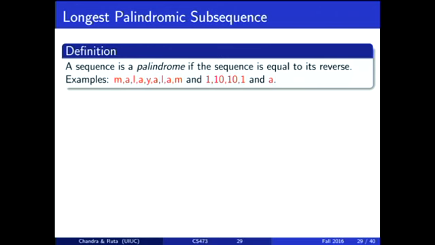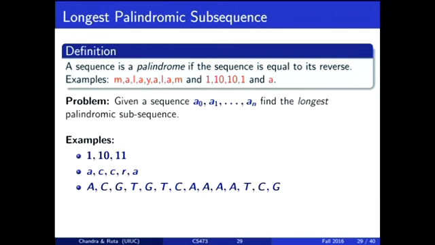So they're all palindromes. So here is the problem. I give you a long sequence like this, and I want to find the subsequence which is a palindrome, the longest palindromic subsequence. It's a classic standard problem. So here is the thing. What is the longest palindromic subsequence of this?